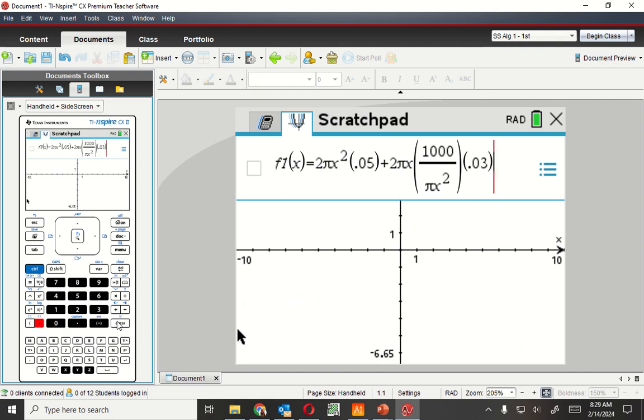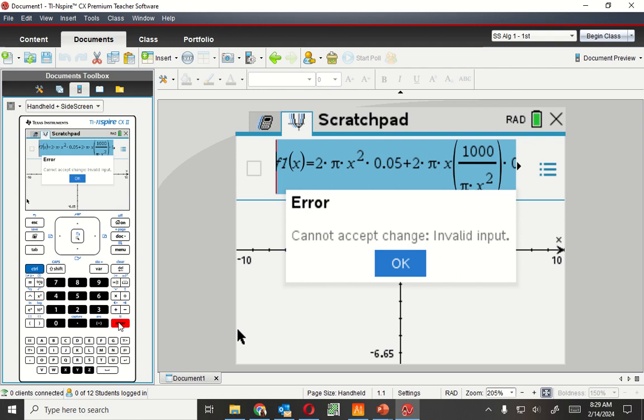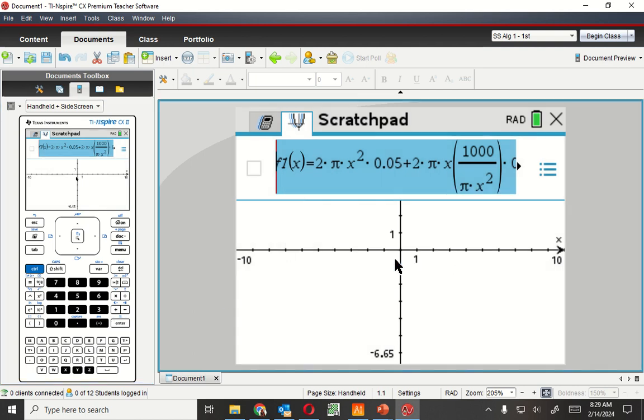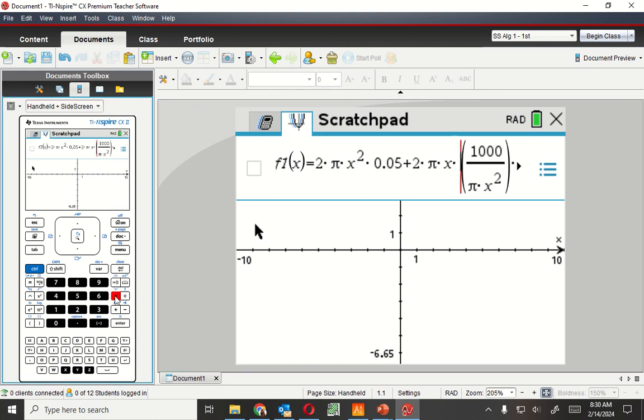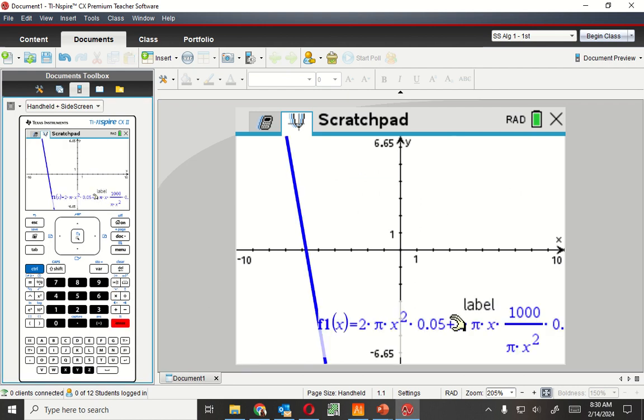Invalid input. Where is my input invalid? There we go. I didn't put a times.